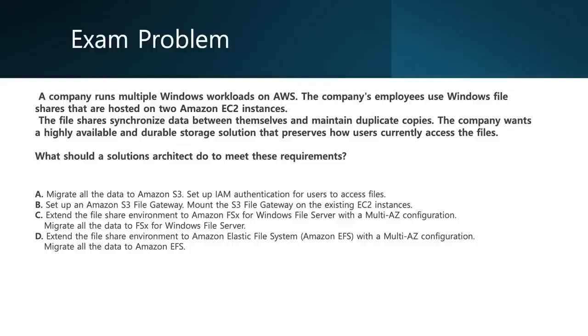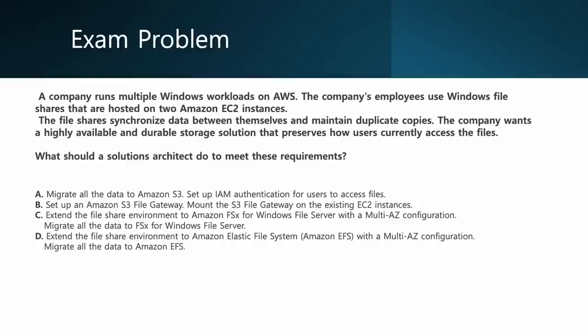This is the last question. A company runs multiple Windows workloads on AWS. The company's employees use Windows file shares that are hosted on 2 Amazon EC2 instances. The file shares synchronize data between themselves and maintain duplicate copies. The company wants a highly available and durable storage solution that preserves how users currently access the files. The question asks what a solutions architect should do to meet these requirements.